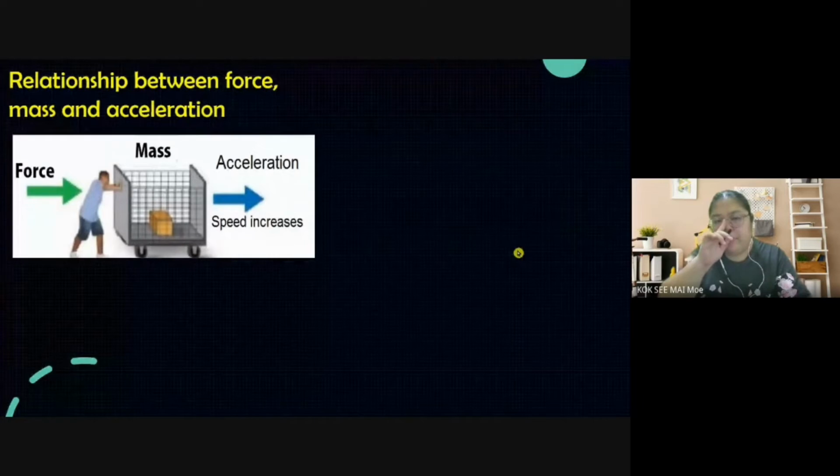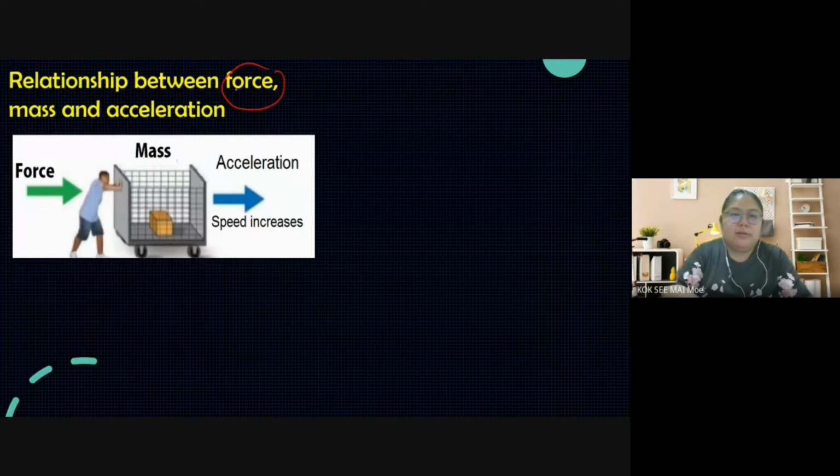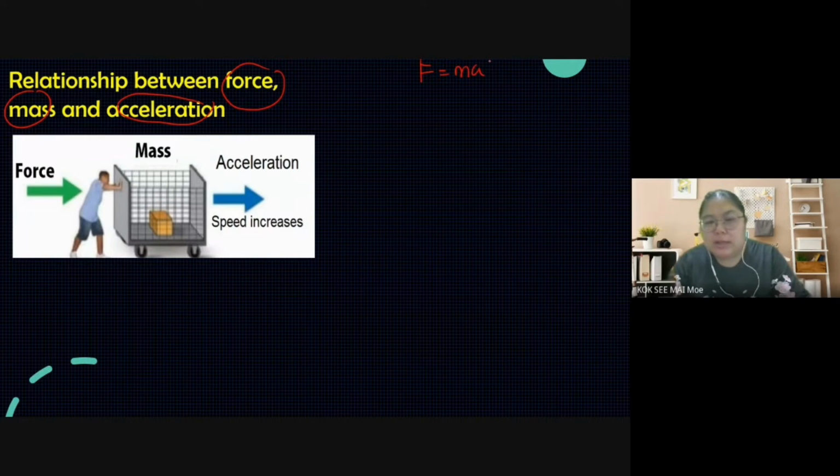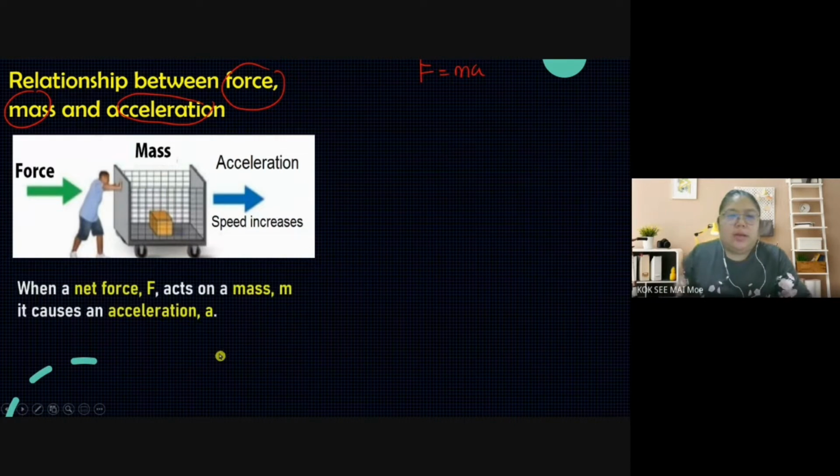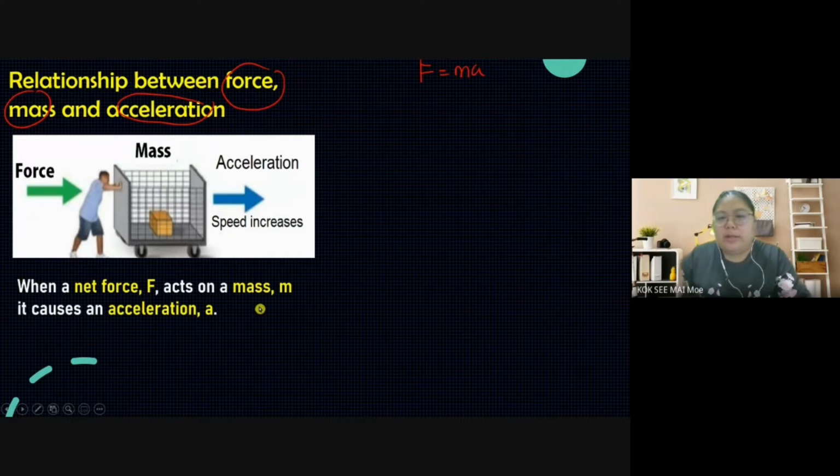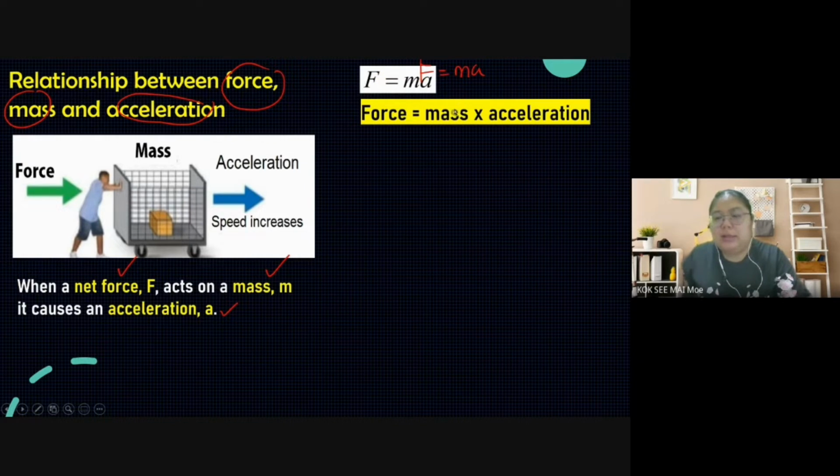Now we need to find the relationship between force, mass, and acceleration. So we need to find out F equals ma. These three physical quantities, what is the relationship? When a net force acts on a mass, it will cause acceleration. So the three things are together. When I apply the force, the object has mass, finally the object can be moved, so it has acceleration. So F equals ma. This is the formula for this topic: mass multiplied by acceleration.